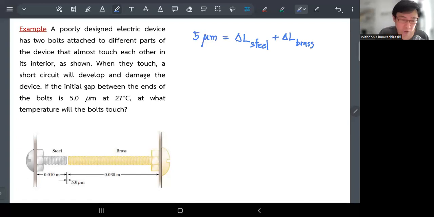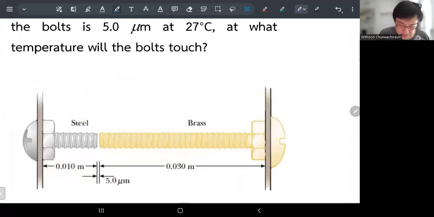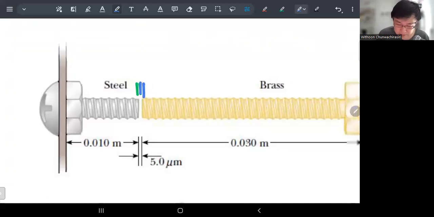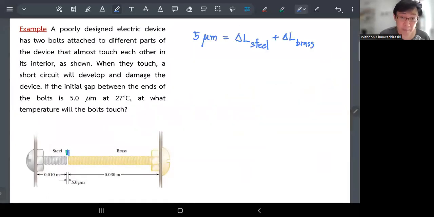And because each bolt is already attached on a piece of whatever, a wall or whatever, it means the expansion is going to happen only in one side. Does that make sense? All right. So whatever the steel is going to expand is going to expand in one side. Whatever the brass is going to expand is going to expand on only one side over here. So you don't have to worry about expansion on both sides. So I can just say the summation of the two has to be equal to the 5 micron.